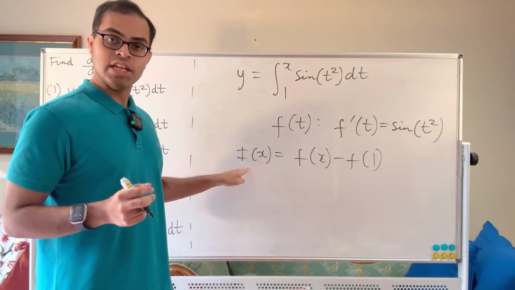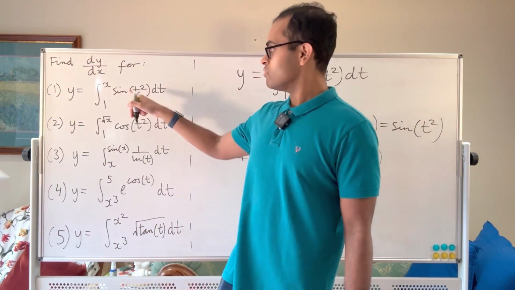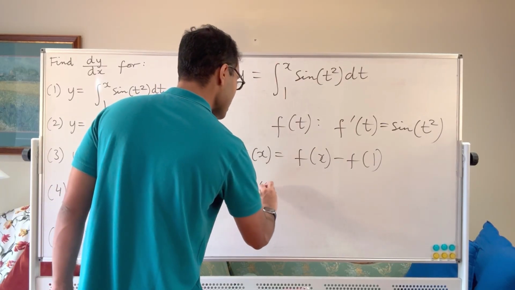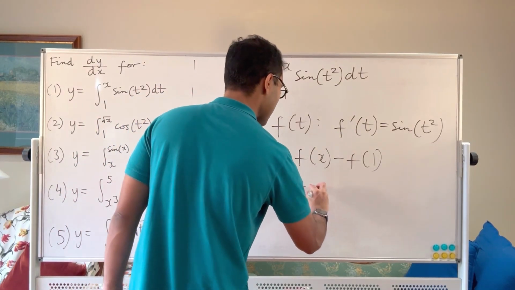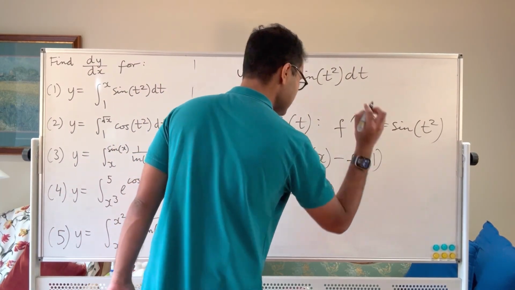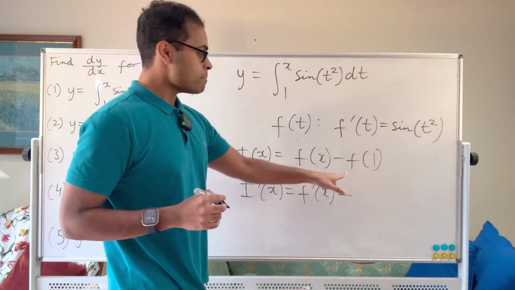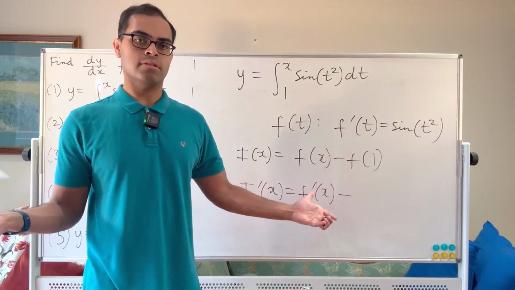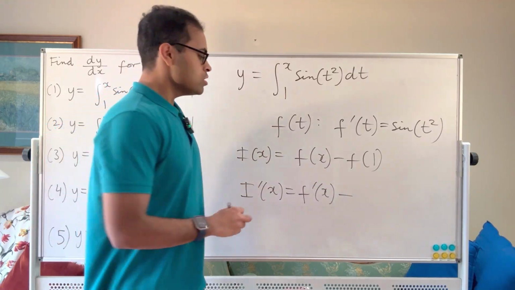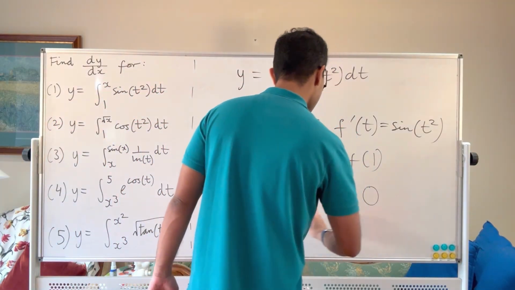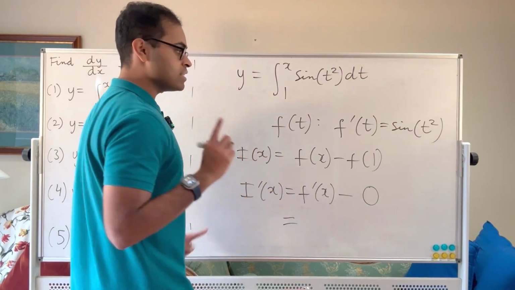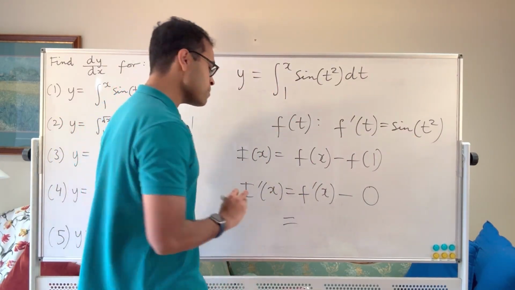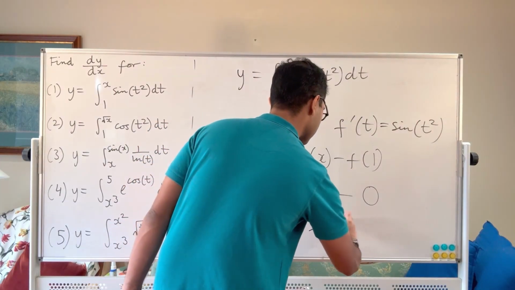So now to differentiate I of x, which is dy dx for y equal to this function, all you have to do is say I prime of x is going to equal f prime of x minus the derivative of f of 1. But f of 1 is a constant with respect to x. So it's just going to be minus 0, and that's just going to be f prime of x. Here's the important thing: f prime of t is sine of t squared, so f prime of x is going to equal sine of x squared.